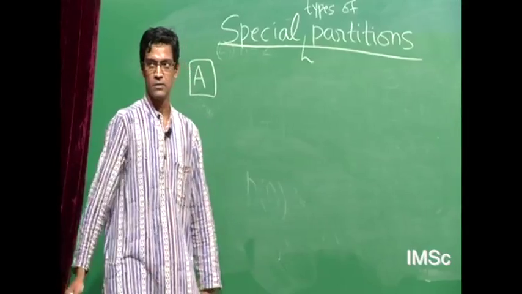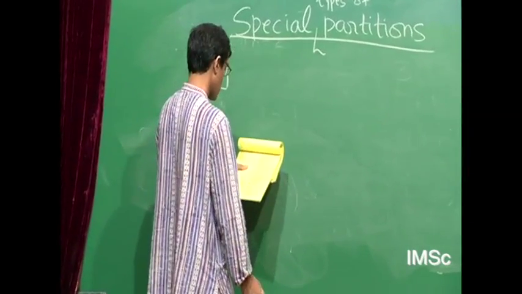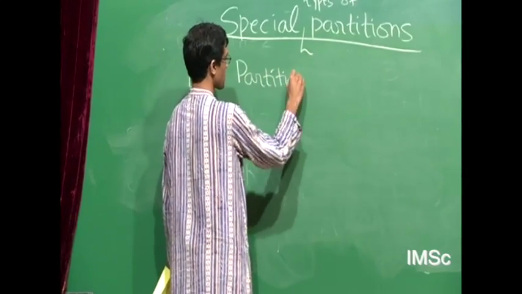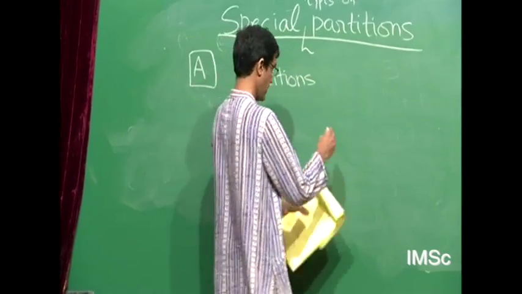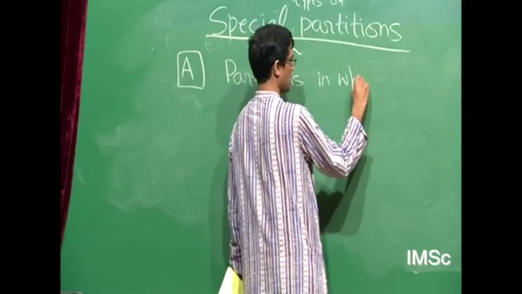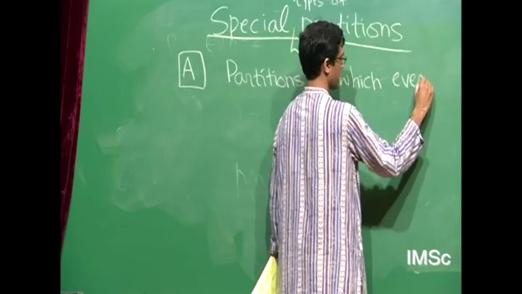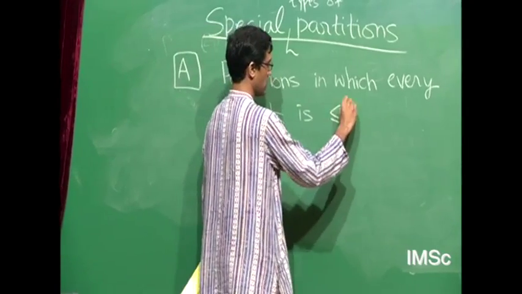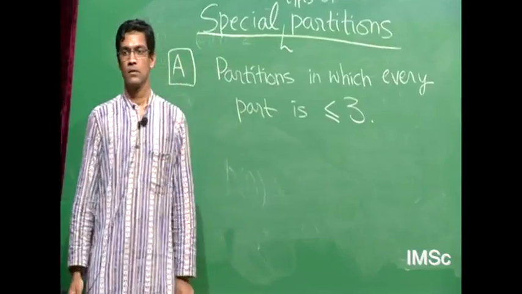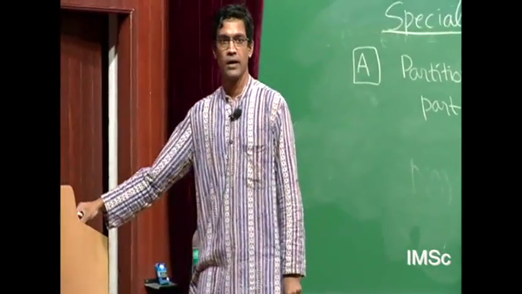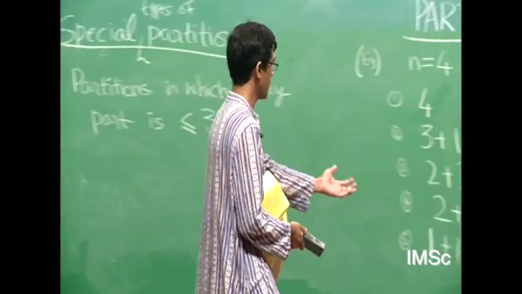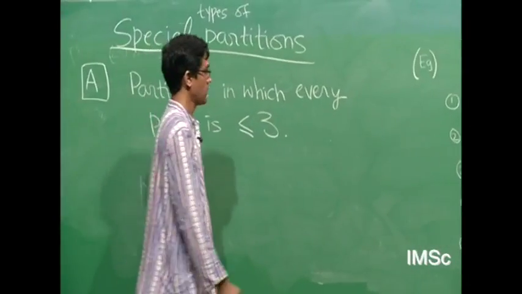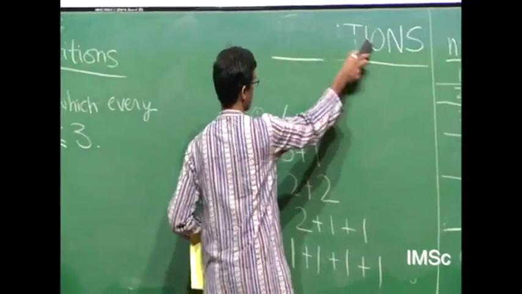Let me start with the first type, which I'll call A. Here's a condition. I only want to take partitions in which every part is less than or equal to 3. So I'm putting an additional restriction. By parts, of course, we mean these numbers which occur here. We want them to be at most 3. That's the first restriction that I want to put.